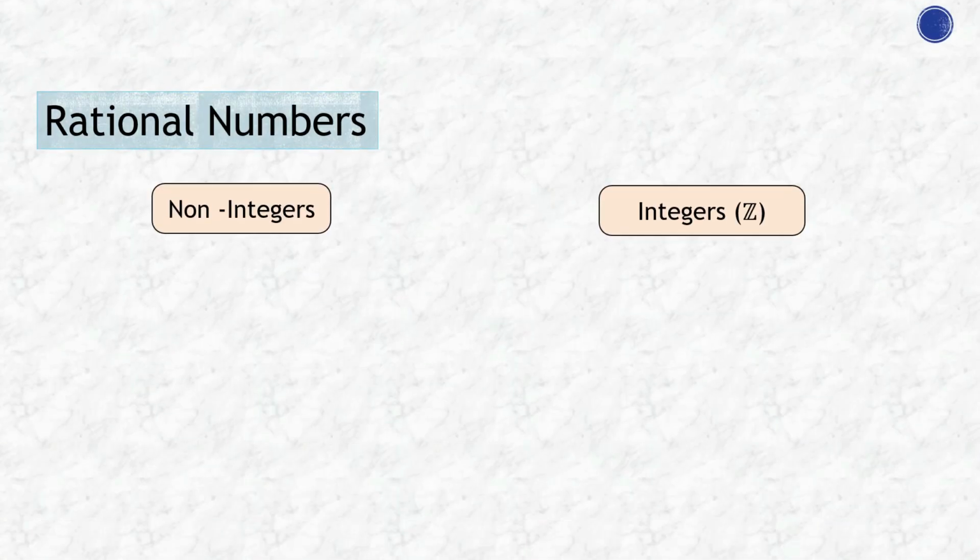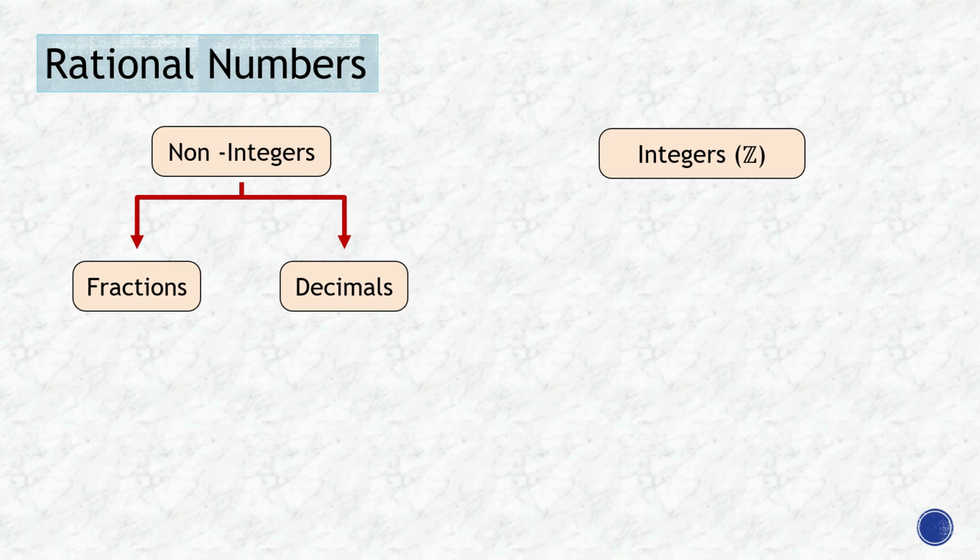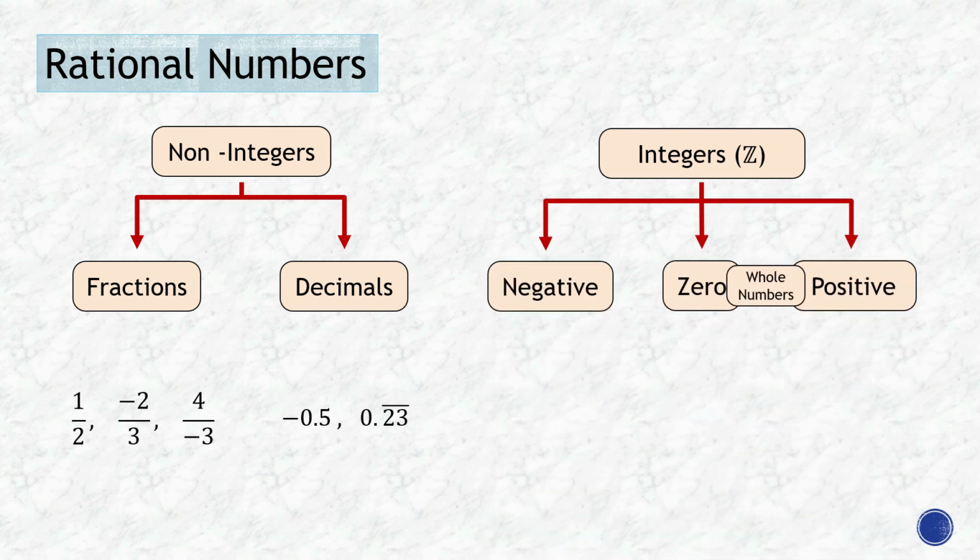So rational numbers: non-integers, fractions, decimals. We have 1/2. These are just some of the examples, just to give you a clear understanding about these numbers. 4 over -3. These are fractions, decimals. Negative 0.5, sorry, 0.23, and you see that bar on top, that means it's repeating.